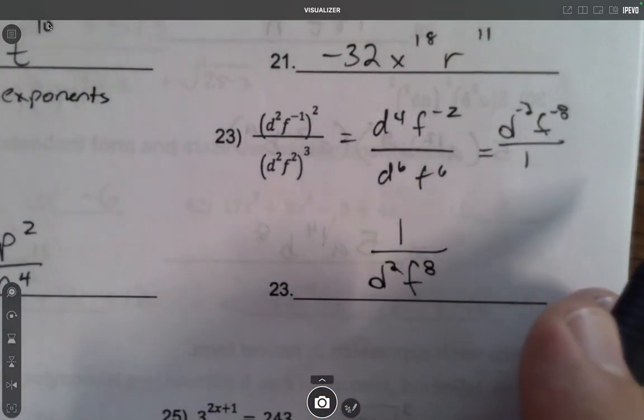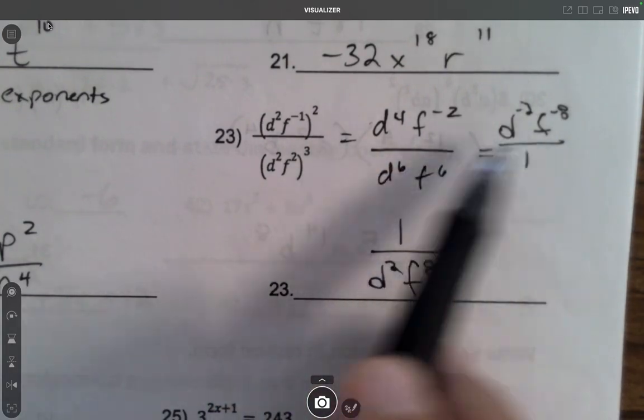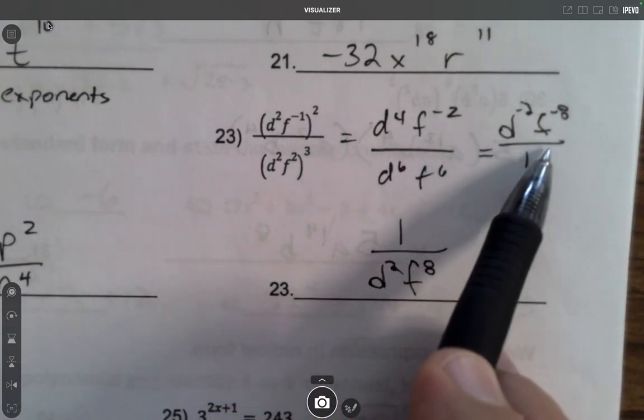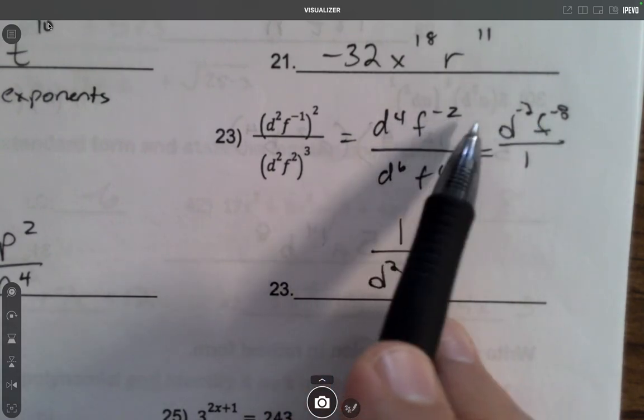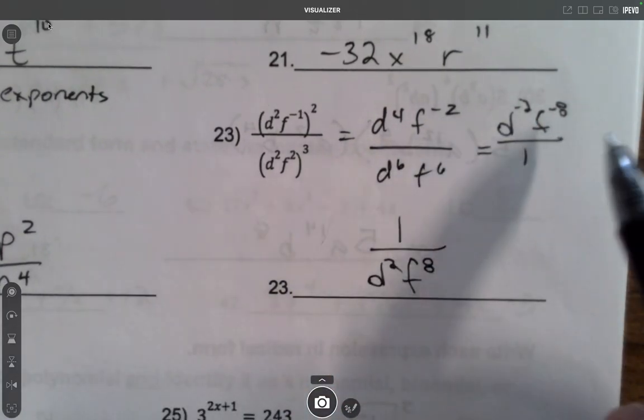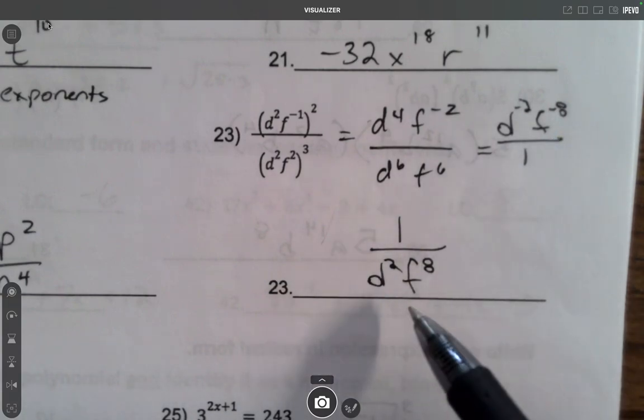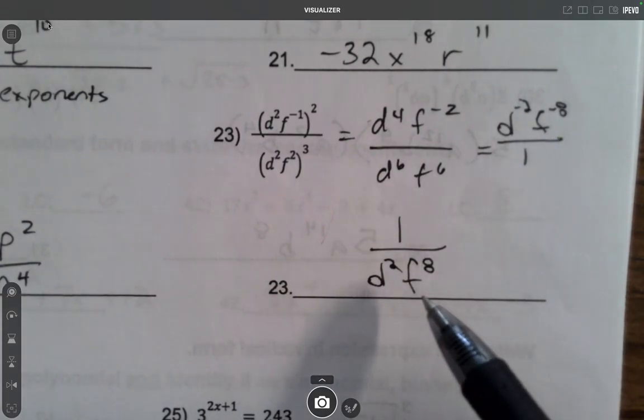I want to show you two routes you can go with this. The route I'm showing right here is identical to what we did in number 22. I subtracted 4 minus 6, negative 2 minus 6, and then to make these positive exponents, I moved it to the bottom. If that works for you, great. Keep it up, go for it.